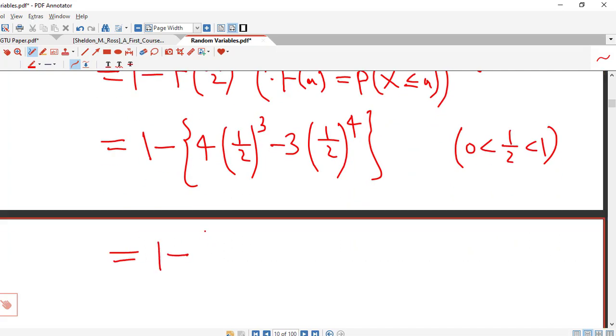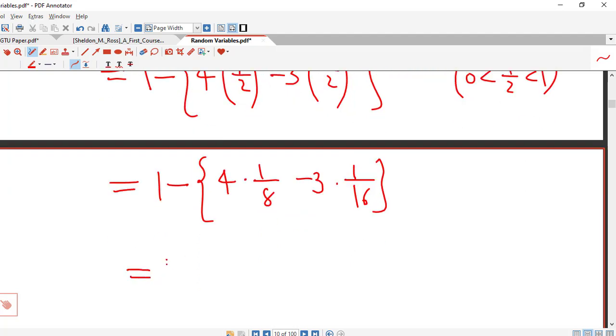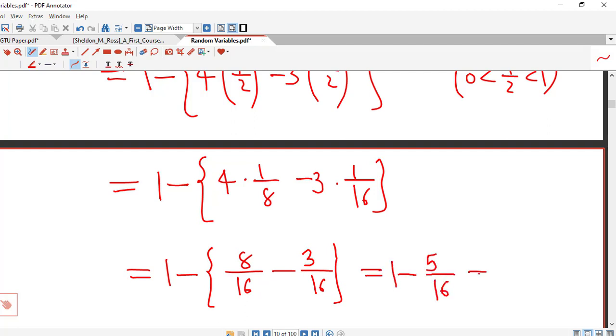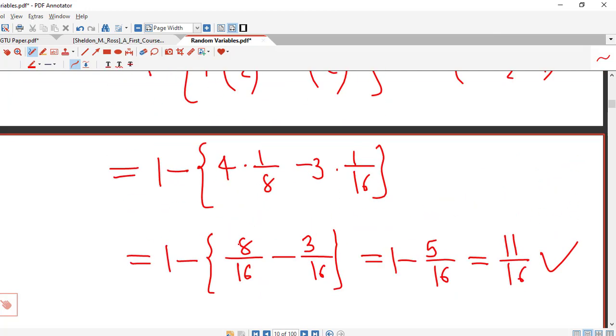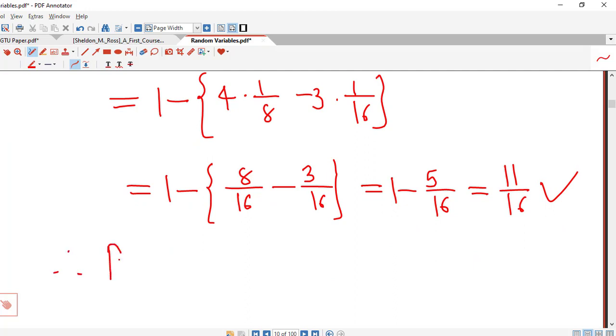So this is now 1 minus, 4 into 1/8 minus 3 into 1/16. Here we can write 4 by multiplying by 2, so this we can write as 8/16 minus 3/16. We have 16 as LCM, and this is 5/16, and 16 minus 5, that is 11/16. So this is the required probability that at least half of the highway sections will require repairs in any given year. The required probability is 11/16.